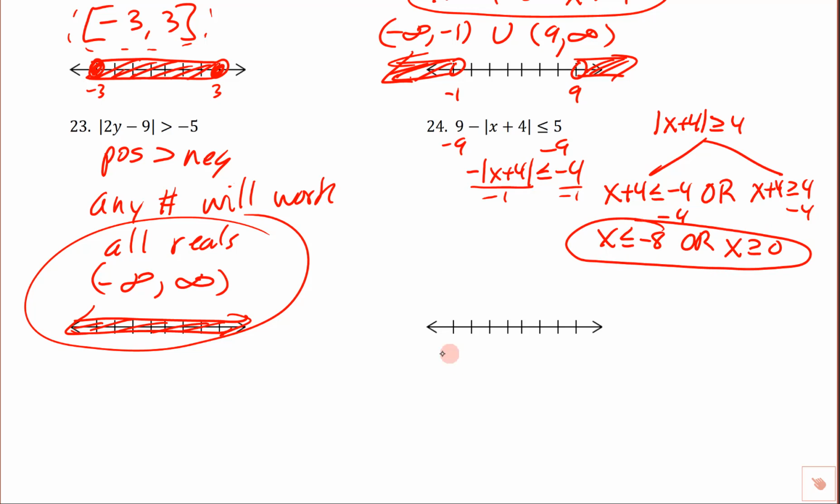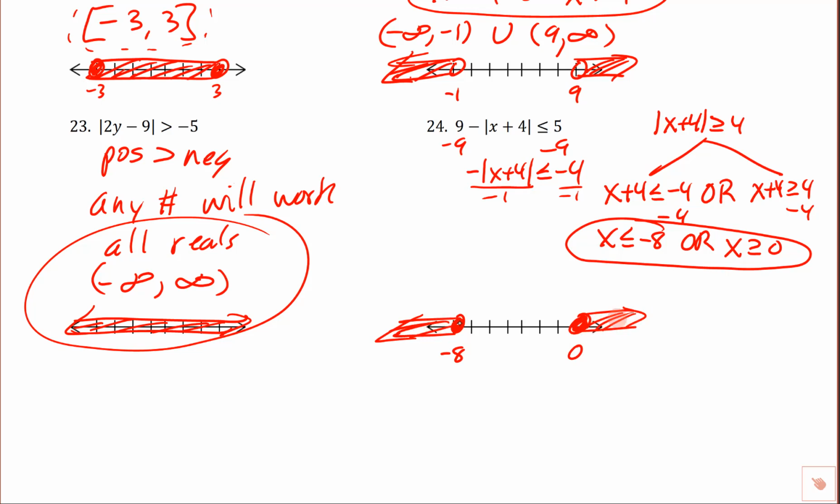Let's go ahead and graph this. I'll put -8 here. We'll circle it. We do need to fill it in because it can be equal to that. And the answers are less than or equal to -8. So we're going to shade this direction. And then I'll put 0 over here. We do need to fill it in. The answers are greater than or equal to 0. So greater than would be this direction. So we're going to go ahead and fill it in.